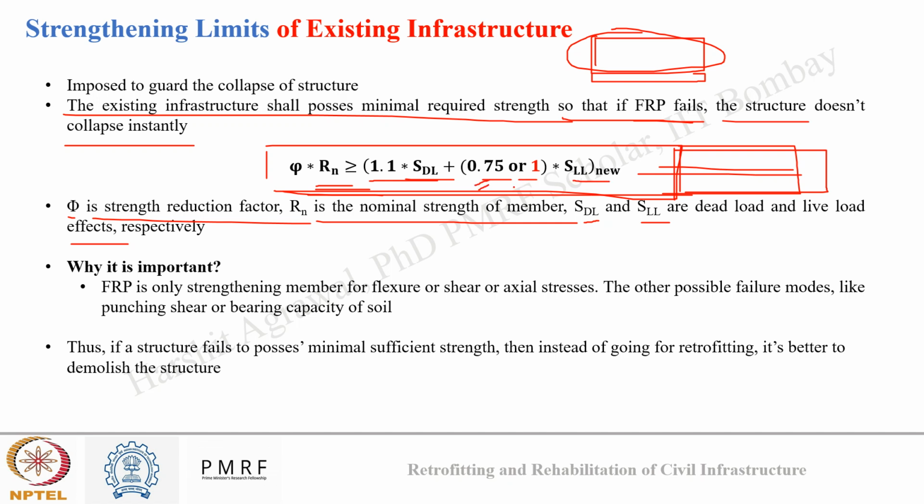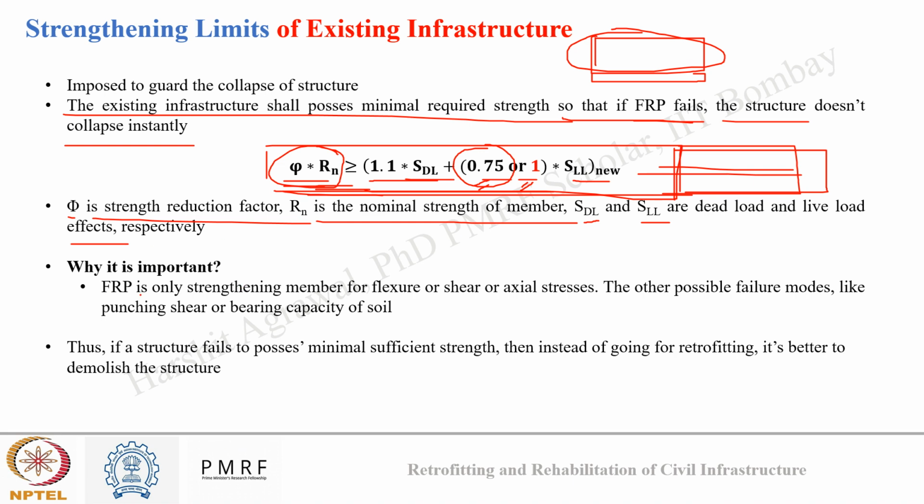What to choose between 0.75 and 1? So if my live loads are very frequently there on the bridge, then I will choose a factor of 1. If they are not very frequently there on the bridge, then I will choose a factor of 0.75. So if the nominal strength of the member, considering the effect of the strength reduction factor, like due to durability and environmental factors, of my existing structure is more than this value, then only I should go for FRP strengthening. If it is not greater than this value, then it is more suitable to demolish the structure rather than going for a strengthening activity. Okay.